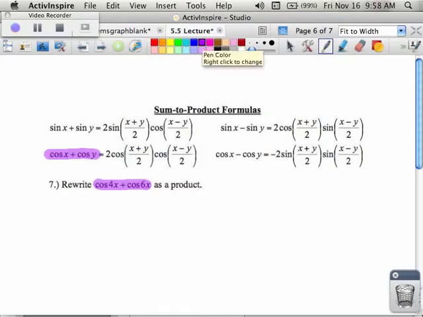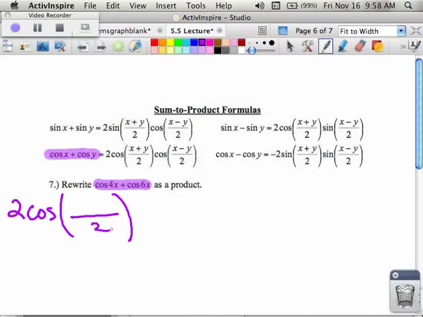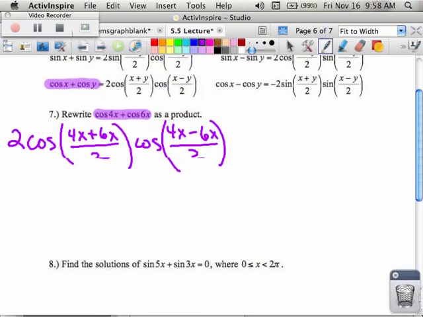Next step is to simplify the things that are inside of the parentheses. As I simplify them, I get 2 cosine of, in the first parentheses, 4x plus 6x is 10x, divided by 2, and I get 5x. Remember, this is representing an angle, like 5 times 10, which would be a 50-degree angle. And then I have the cosine. In the second parentheses, I have 4x minus 6x, which is negative 2x. Negative 2x divided by 2 is negative x.